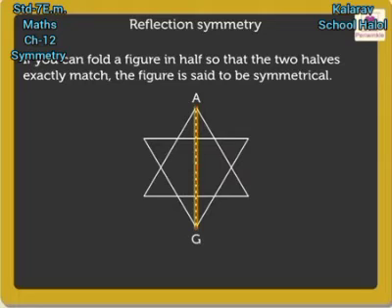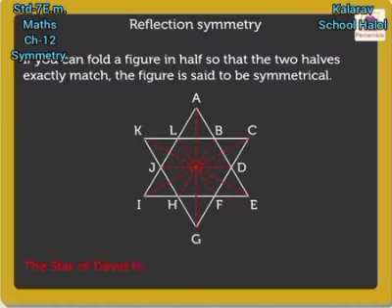Here, line AG is one such line of symmetry. The others are line BH, line CI, line DJ, line EK and line FL. Thus, we say that Star of David has 6 lines of symmetry.